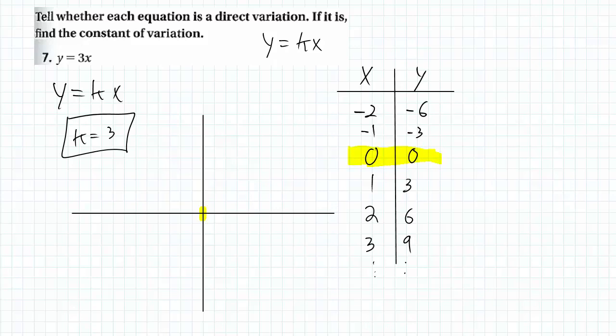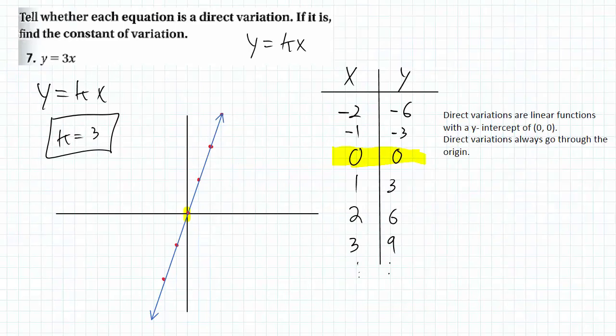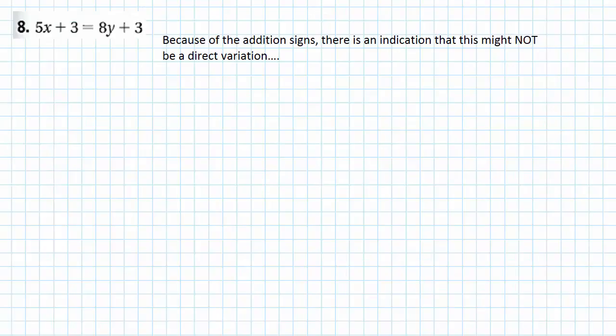Also, the graph goes through the origin, or you could say the y-intercept is 0. But that's what a direct variation is. It's directly proportional, or it's a linear equation that goes through the origin, or a linear equation that has a y-intercept of 0. For number 8, it looks like it might not be a direct variation because we see those plus signs.